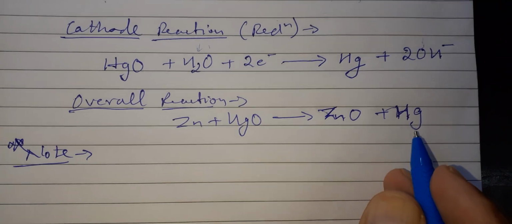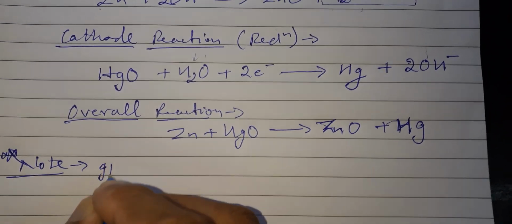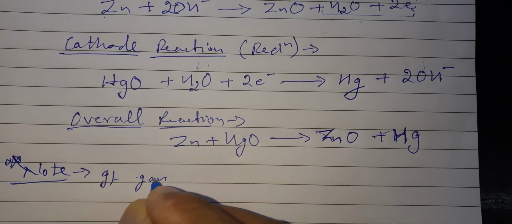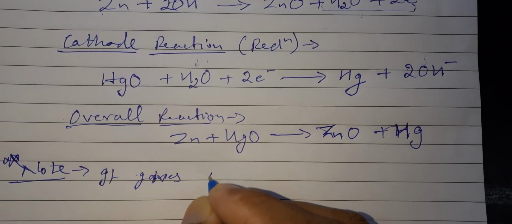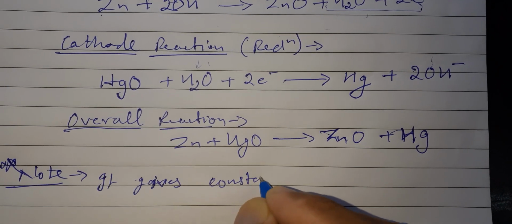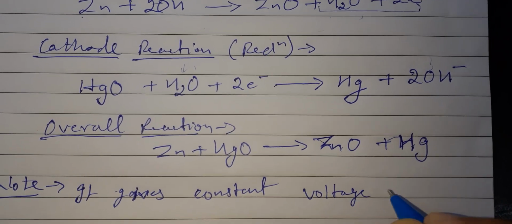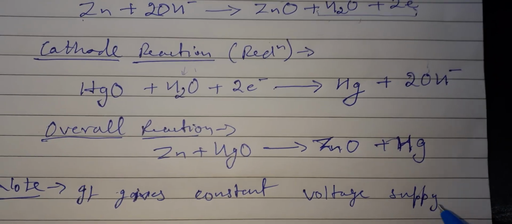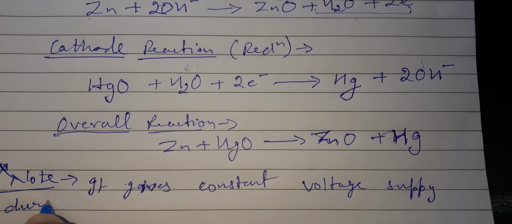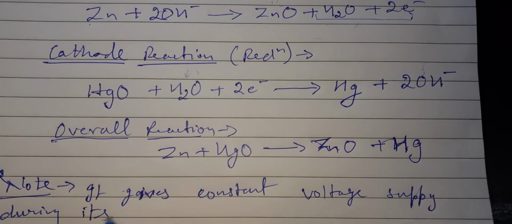One special character of this cell is that it gives constant voltage supply during its lifetime.